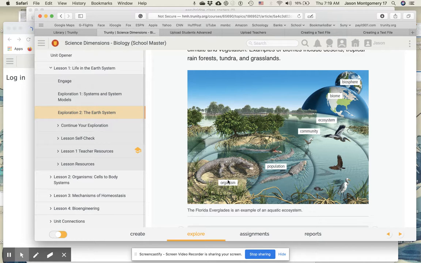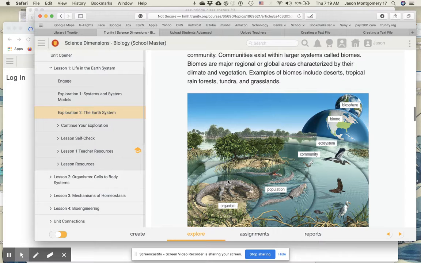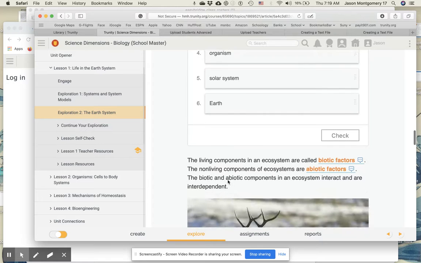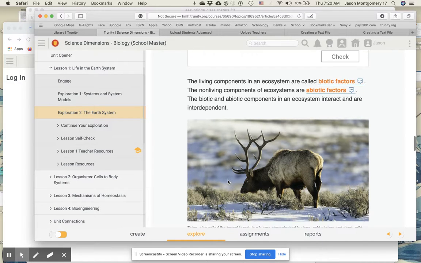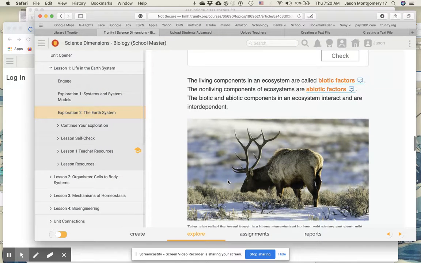So you're going to create your own mnemonic device that will help you remember the order, or the organization, of these different levels. You're then going to make a visual representation of your mnemonic device, such as a graphic organizer, a poster, or something of your choice. So you have to visualize the mnemonic device that you create. The instructions are on the Schoology page for that.